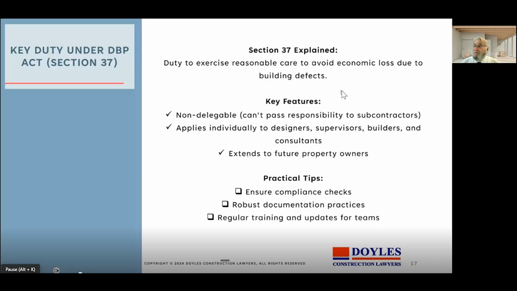So, just running over its key things, it's a duty to exercise reasonable care to avoid economic loss due to building defects. So what it's saying is that we won't have this trepidation about economic loss anymore, and that if there's building defects, there'll be a problem. And it's non-delegatable, can't pass the responsibilities on to the subcontractors and forget it, it's responsible for it. It can claim from subcontractors and consultants and other people, but it doesn't get off its initial responsibility.